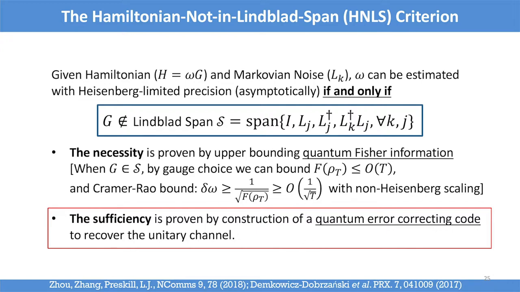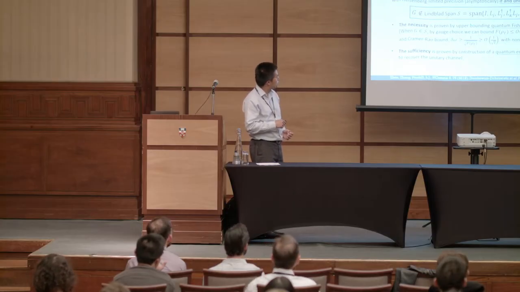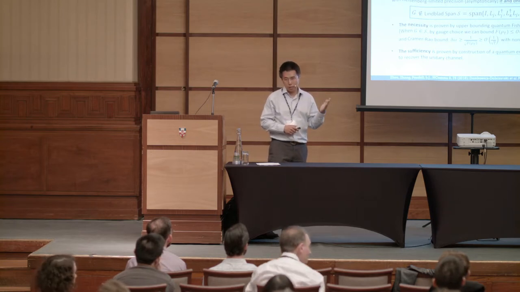The idea is the following: in the quantum metrology community there is a quantity called the quantum Fisher information, which captures how much knowledge you learn about the system by measuring those statistics. Then there is the Cramér-Rao bound, which says the uncertainty of a parameter is lower bounded by the inverse of the square root of the quantum Fisher information. The more information you gain, the better you can bound this unknown quantity. However, if the Hamiltonian is in this Lindblad span, we can show that the quantum Fisher information scales at most linearly with time. Therefore, the lower bound will be of order 1 over square root of t. That is basically the proof showing the necessity: you do need some components of the Hamiltonian not in the Lindblad span to have this Heisenberg scaling.